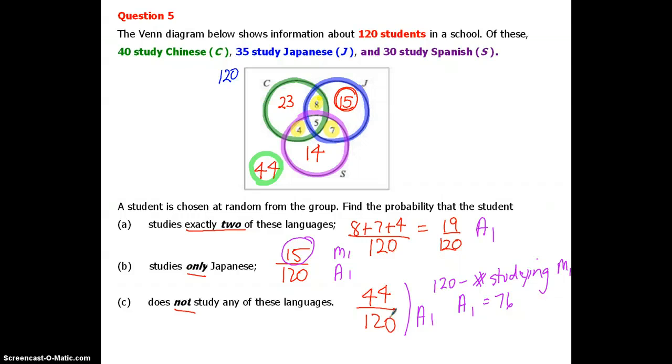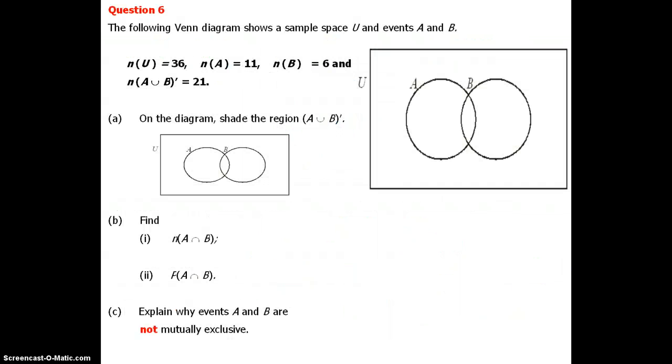Okay, we'll move on to number 6 now. Okay guys, got number 6, another Venn diagram question. So let's have a look. We've got a Venn diagram. Obviously you can see they've set it up for you. We have intersecting sets of A and B. We know NU, which is the number in our universal set, is 36. So the first thing I'm going to do is put that up here.